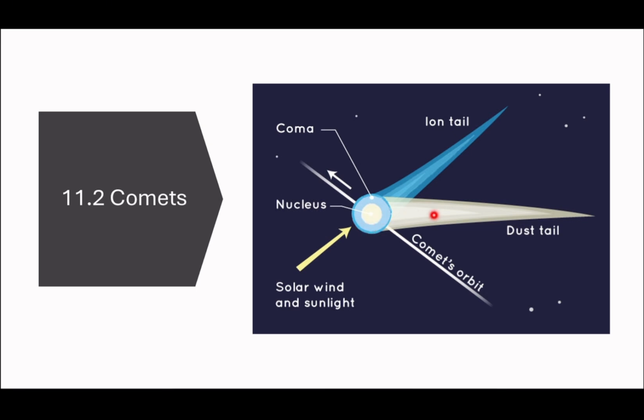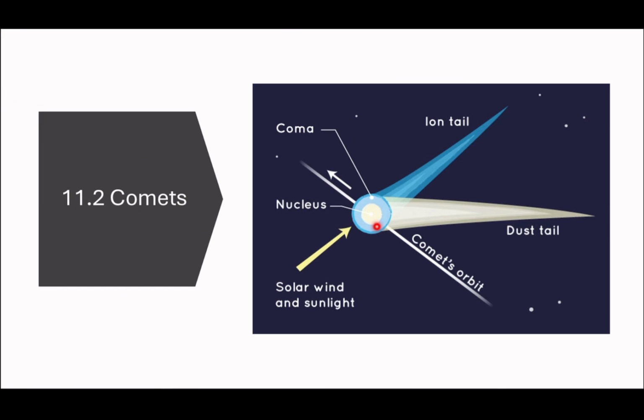And the dust tail is just particles of dust from the comet created as it moves across the solar system. And the ion, gas, or plasma tail is caused by solar wind particles, which are charged. And this is the same effect as aurorae or the northern lights.